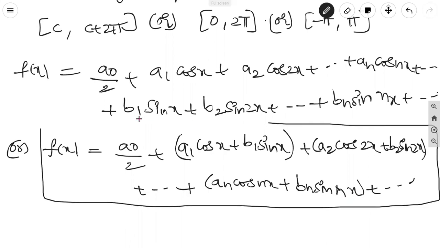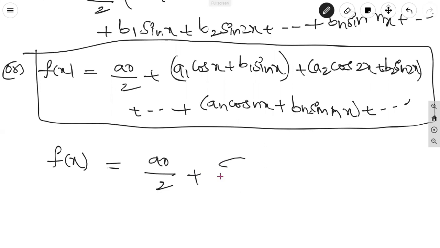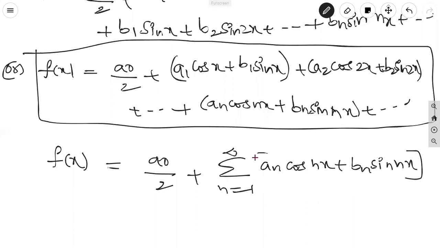The expression of the Fourier series is f of x equal to a naught by 2 plus a1 cos x plus b1 sin x. Simply we can express it in the summation form: a naught by 2 plus the sum from n equal to 1 to infinity of an cos nx plus bn sin nx. This is the summation form.